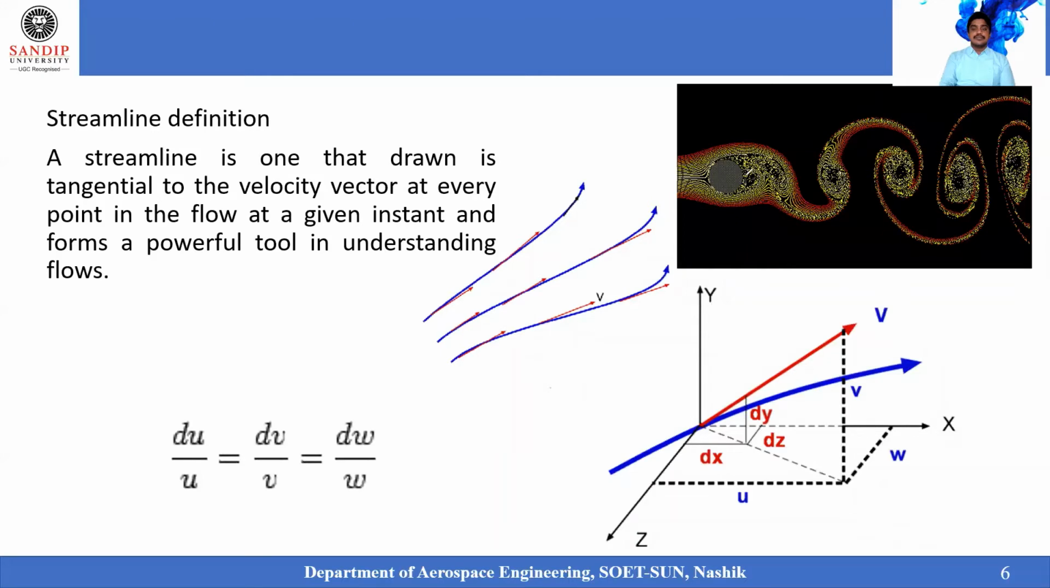Here on screen you can see one cylinder image where the flow lines are moving over that particular body.